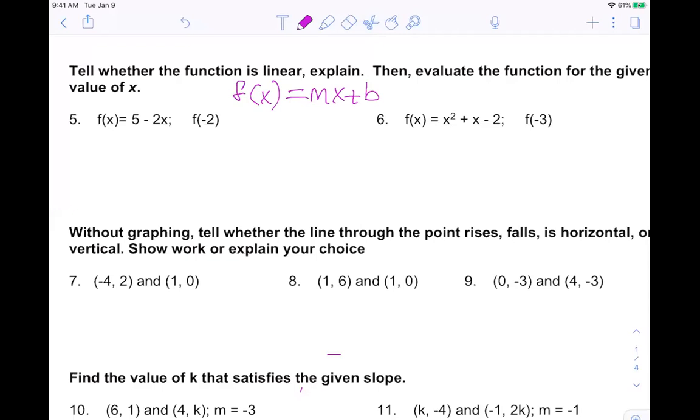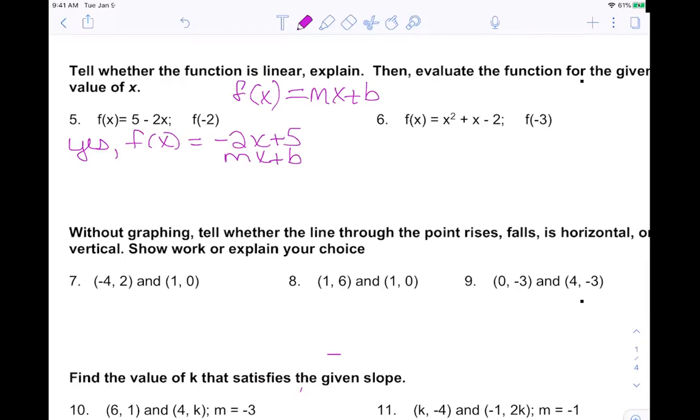So is number 5 a function? Lacey, what do you think? Is number 5 a linear function? Yes. Say it with confidence. Yes. Why, Lacey? Well, because it's in like the mx plus b form. Yeah, sure. We could rewrite it as negative 2x plus 5. Then right here is mx plus b.